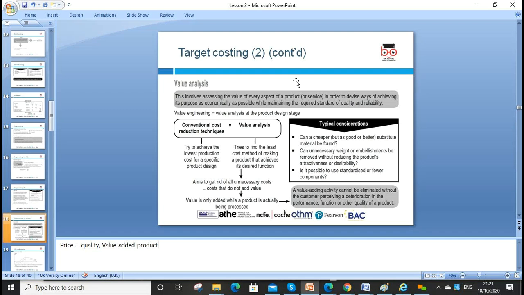Types of consideration: can a cheaper but good, better substitute of the material be found? Can unnecessary weight or embellishment, I mean waste, be removed without reducing the product's attractiveness or desirability? Or is it possible to use standardized, fewer components? So a value-added activity cannot be eliminated without the customer perceiving deterioration or a loss in performance, function and quality.